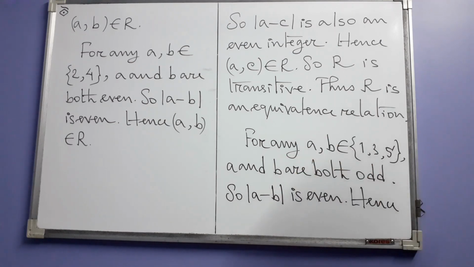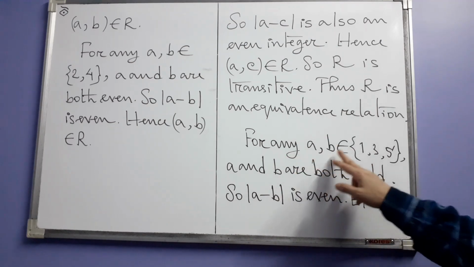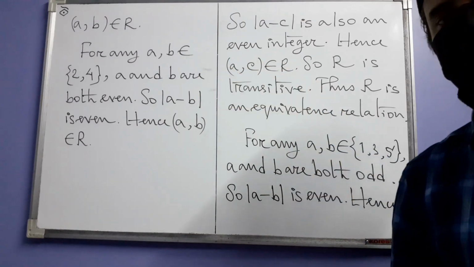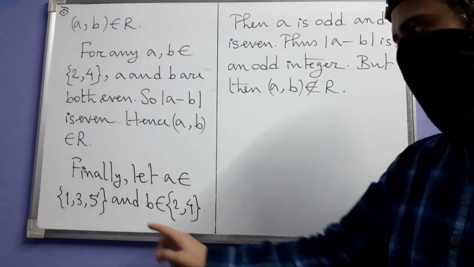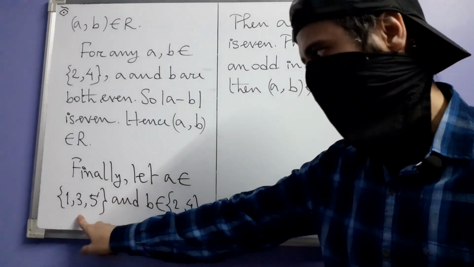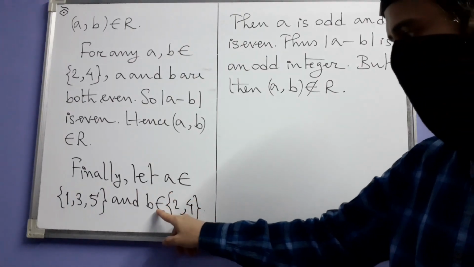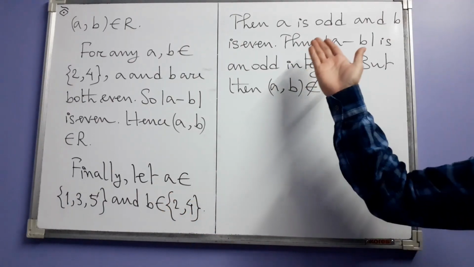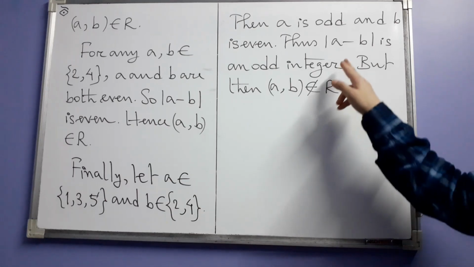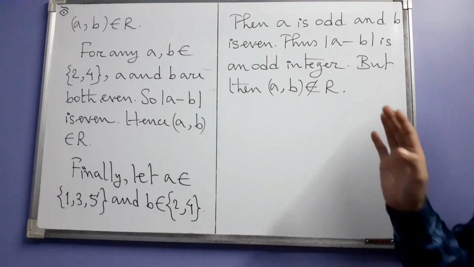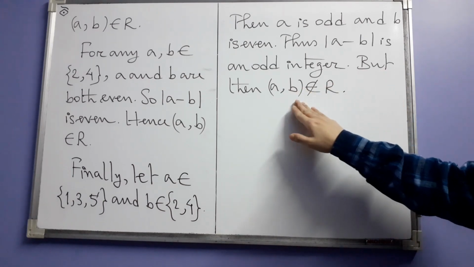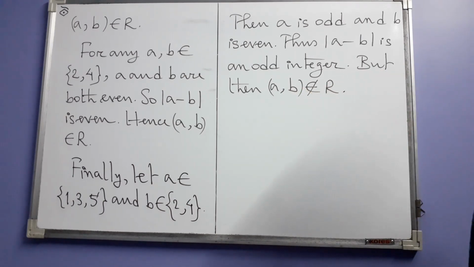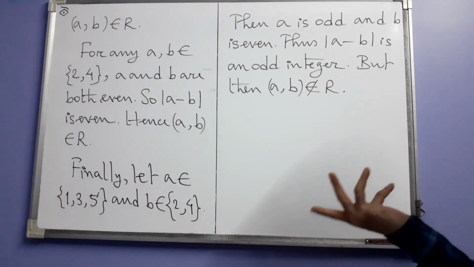And finally comes the last part, where we have to take one element from here and one element from there, and they will not be related. So accordingly, in this final part, we take one element from this set, let us call it a, and one element b from this set. Then a is odd and b is even, but then their difference is odd, it's not even. And the absolute value of that is also an odd integer, a positive odd integer. But that makes this ordered pair not an element of the relation R. Okay, so that's what we had to show.